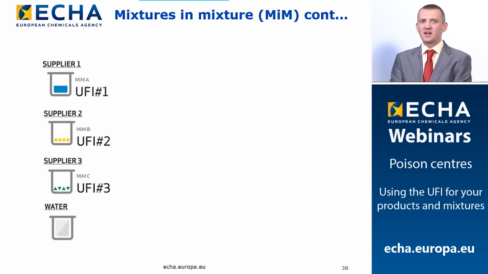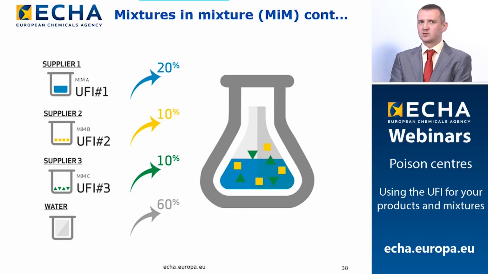To formulate the final mixture, we use addition of water from our own sources. To formulate the final mixture, we use 20% of meme A, 10% of meme B, 10% of meme C, and we add 60% of water. Such a final mixture will need to get its own UFI. In this example, we will give it a UFI number 4.